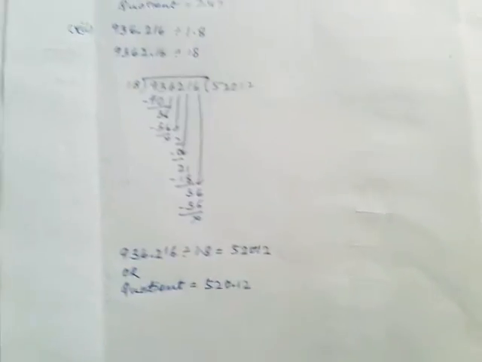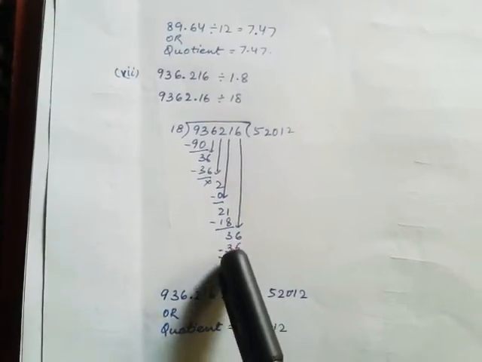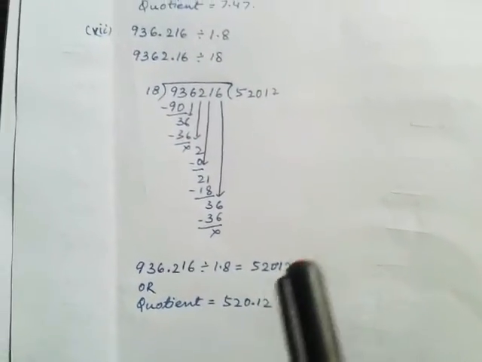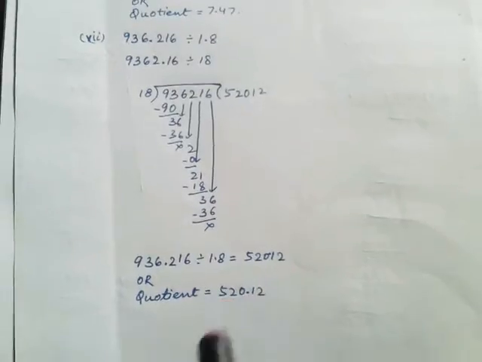Okay, like this we go ahead. You know how to divide. I don't explain how to divide, I explain only how to place the decimal. After 2 places we had the decimal here, so here also I put it after 2 places.